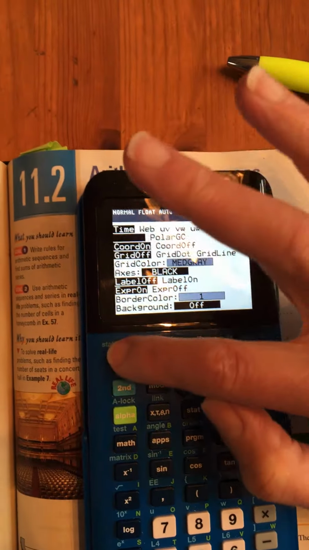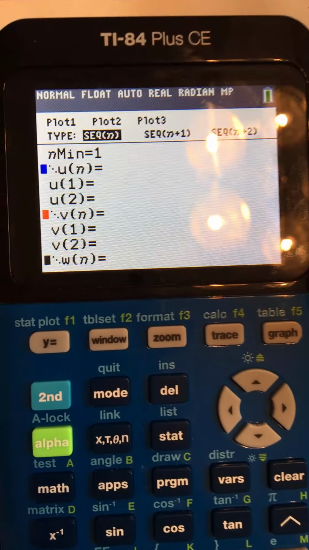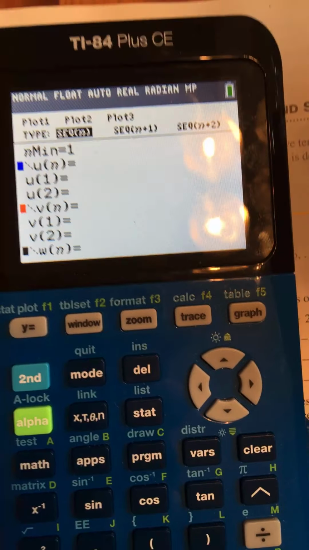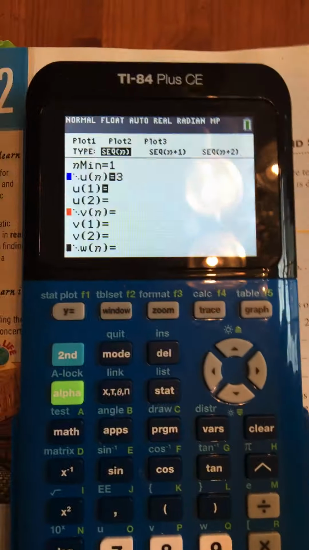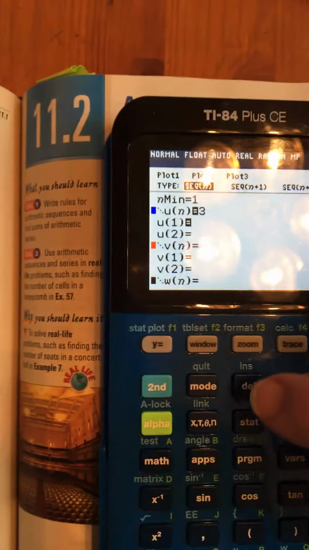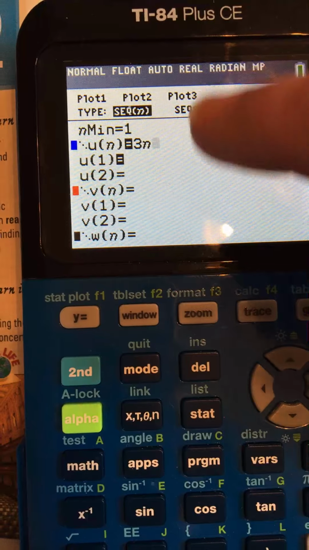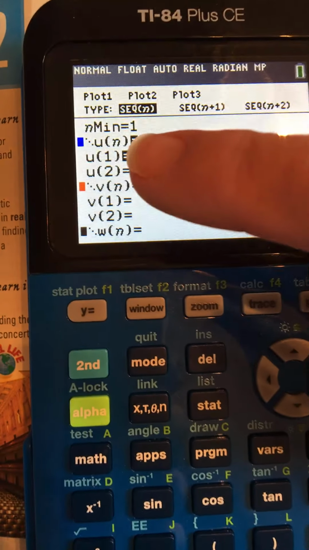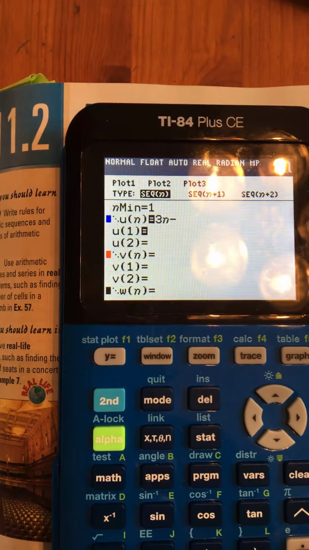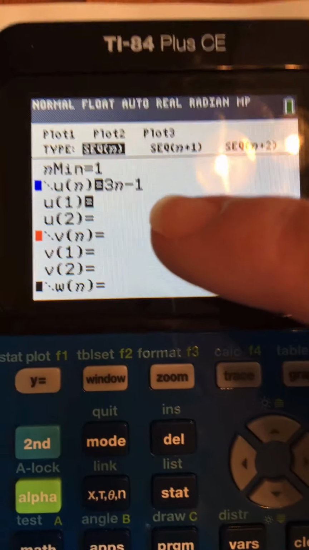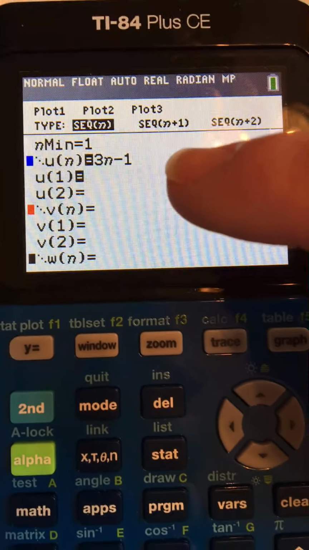Now I'm going to go to y equals, and look how different that looks. And I can put in my equation. So I'm going to put 3, and then I'm going to push my X button, but instead of X, it's going to be N. Look at that. It knew because we had set it. Minus 1. Okay, so that's my equation, and I've got it in now.